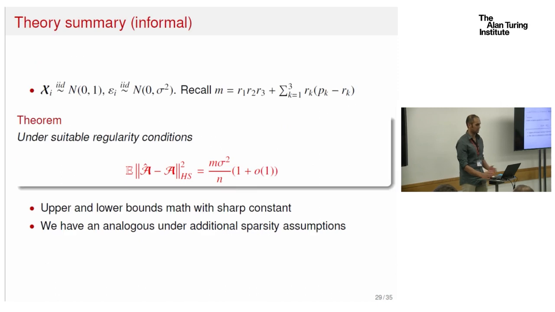So just to summarize what we have here, under these IID Gaussian assumptions, we can show that our mean squared error scales as m over n times sigma squared times 1 plus o(1). As far as we know, this is the first work that gives you sharp constants as well as the optimal rate. And if you assume additional sparsity assumptions on your singular vectors, you can also extend this result, where you'd get extra terms that involve the sparsity. So this certainly extends to that case as well.